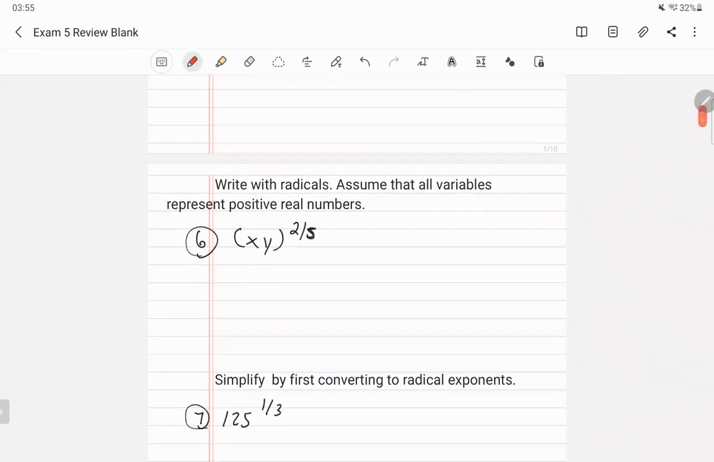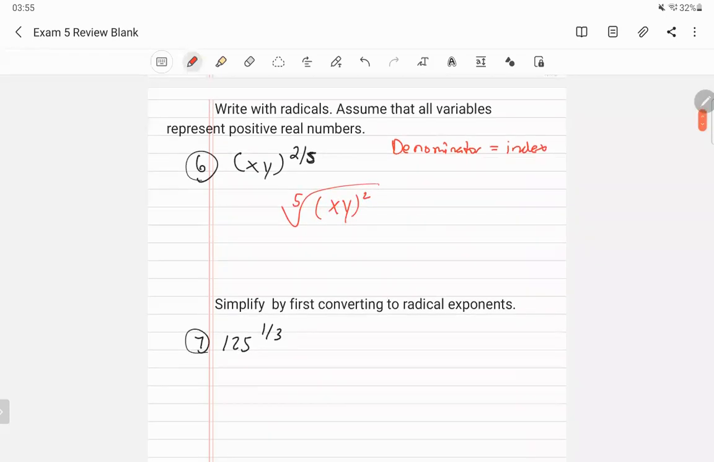Remember here, the denominator becomes the index and the exponent stays the exponent. So we'll make it the 5th root of xy squared, and I will leave it as that.